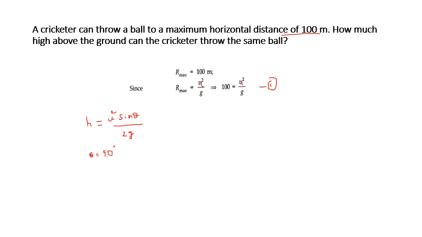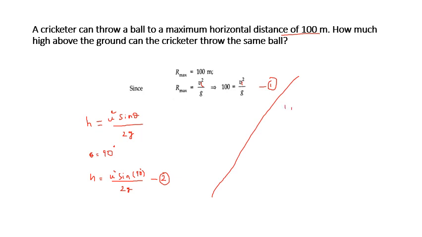So shall we substitute the values? H equal to U squared sine 90 divided by 2g. Let me take this equation as number 2. Now compare your equation 1 and 2.